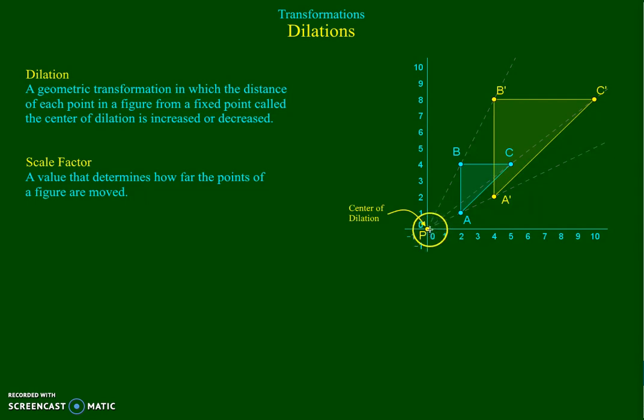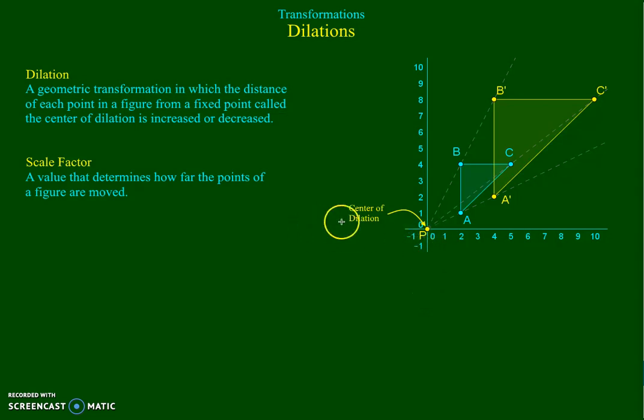So all of the points in a figure that are dilated are moved along a line taken from the center of dilation through the initial point of the pre-image. So if we were to draw a ray away from the center of dilation through the pre-image points, you would see these dotted lines. And the points of the image after dilation are going to be somewhere along those lines. So that's the idea here.